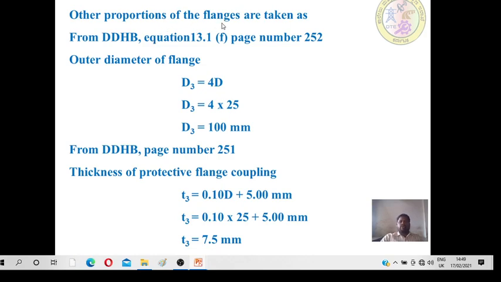Now the other proportions of the flange are taken from the design data handbook. D3 equal to 4D, so D3 equal to 4 into 25 equal to 100 mm. Also, from the design data handbook, we have T3 equal to 0.10D plus 5.00 mm. D is 25, so if you substitute everything, you will get T3 equal to 7.5 mm. So this is the design of the flange coupling.